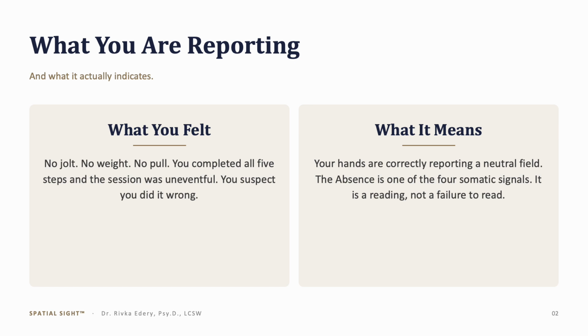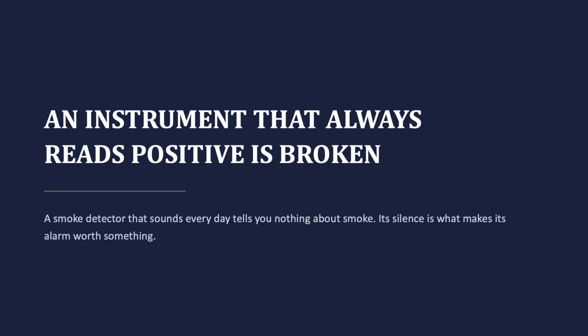The absence is on the list. It is not what happens when the list fails to apply. It is an entry on the list. It has a name and it has a required action. Keep shuffling, set the card aside, which means the method anticipated it, planned for it, and told you what to do about it. So when you report that you felt nothing, you're not reporting a malfunction. You are reporting a result. It is one of the 4 things that can happen, and it happened.